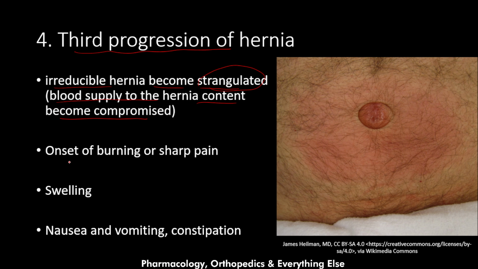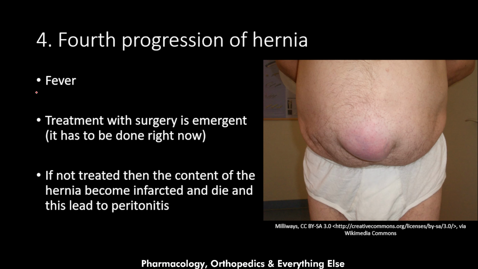And this leads to the onset of burning or sharp pain. And there's a swelling. So as you can see here, there is an umbilical hernia and it is swollen and red, and even the area around it is also red. And there is nausea and vomiting and constipation because of the bowel obstruction. And there is also fever, and treatment with surgery is emergent. Emergent means the surgery has to be done right now.